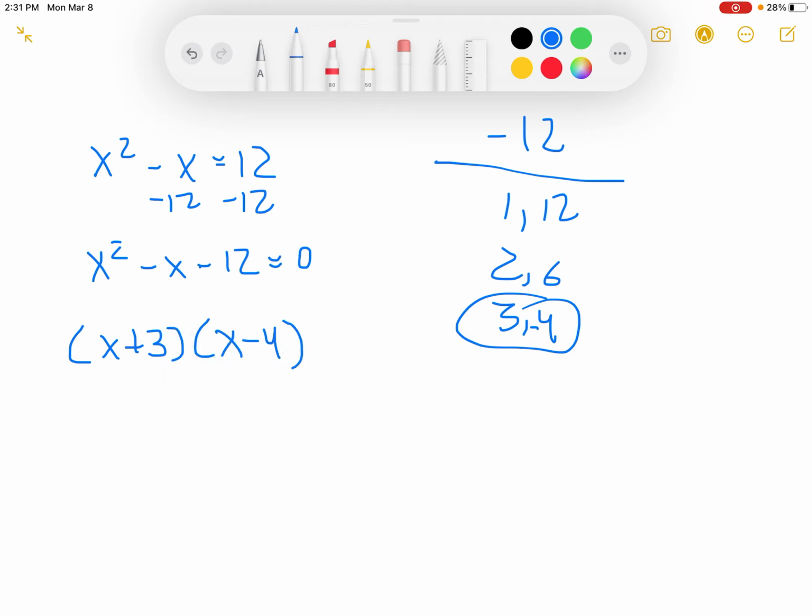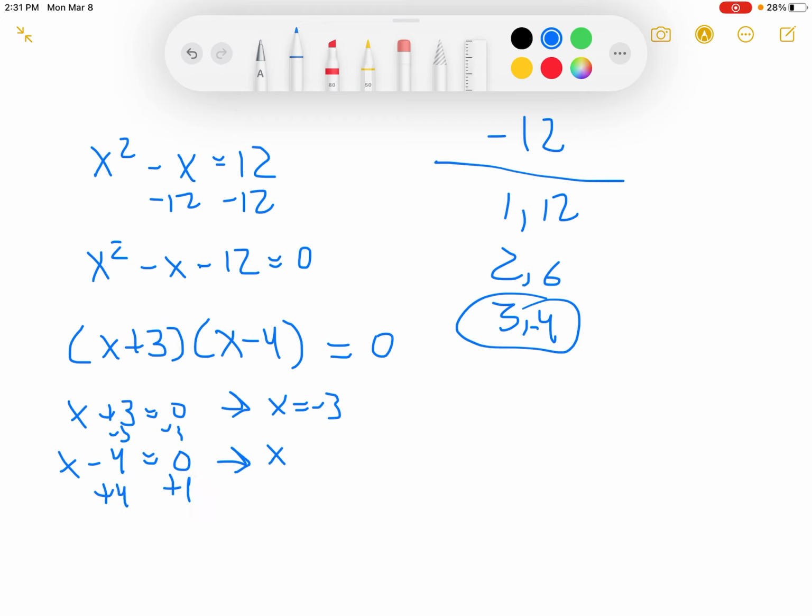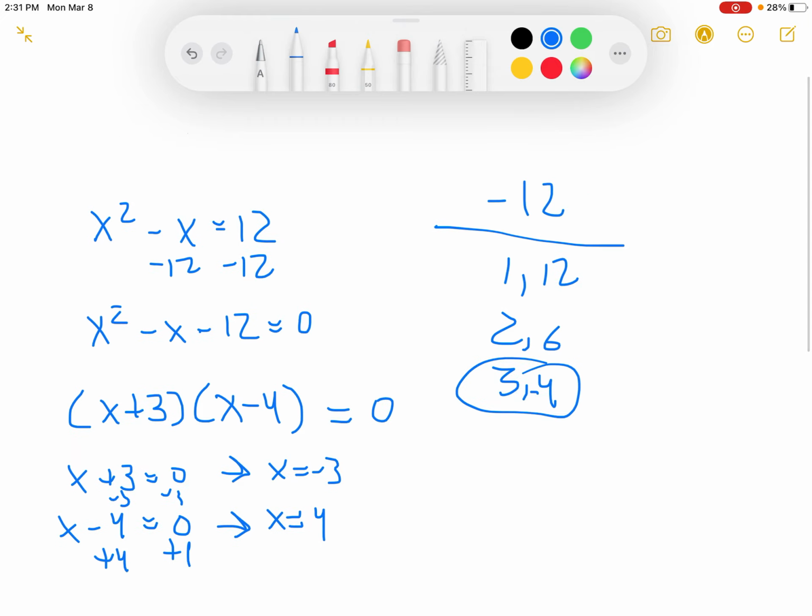And there you go, that's done factoring, but we still have equals 0. How do we find the x-intercepts? Well, we have 2 different equations, and then you just solve to find out. That means x would be negative 3 if we subtract 3 on both sides, and then on this one, add 4 on both sides. So we have that the x-intercepts are negative 3 and 4.